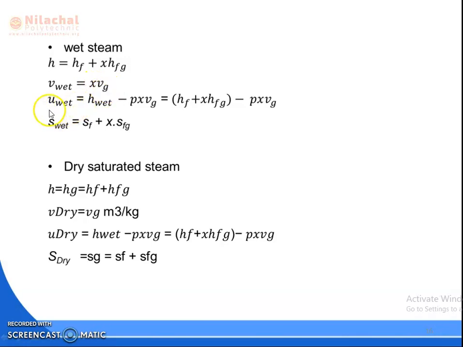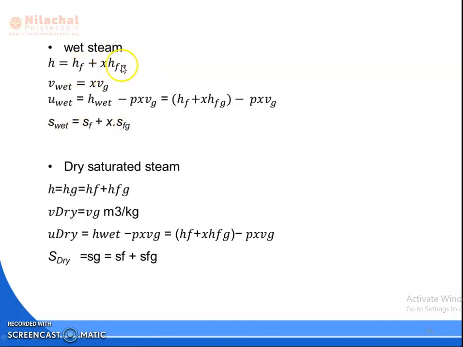If you have to calculate the internal energy of your wet steam, internal energy equals enthalpy minus P into v. So, enthalpy of wet steam minus P into volume of wet steam. What is the volume of wet steam? x into vg. The enthalpy of wet steam, that you know, is hf plus x hfg. If you calculate the entropy of wet steam, that is sf plus x sfg.